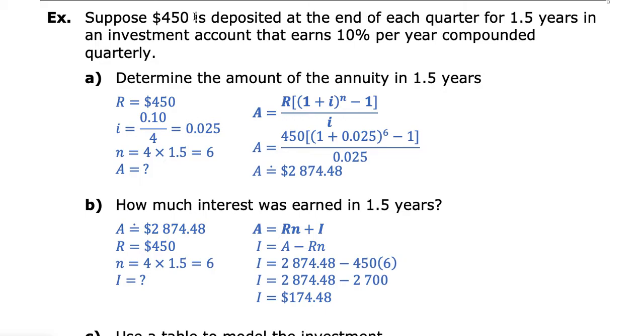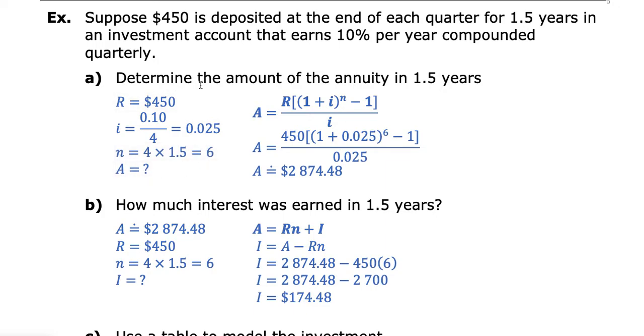Let's start using the GUESS method to solve this problem. What given information do we have? The regular payment of $450 is R. I, the interest rate, is 10% as an annual percentage rate, but remember to adjust that so that we have the value at the compounding period. This is compounded quarterly, so that's 4 times per year. When we're calculating interest, we'll use the value 0.025. Next, the number of compounding periods is 4 times 1.5. 4 because we're compounding quarterly, that's 4 times per year, and this investment is going to be for 1.5 years. So that's 6 periods of calculating interest as well as making deposits.